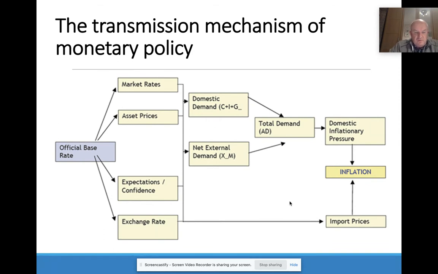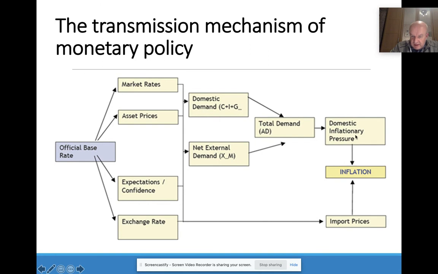This principle of the official base rate, which is decided by the Bank of England: if the Bank of England decide to change that official base rate, that's going to have a knock-on effect on market rates, on asset prices, on expectations and confidence, and also the exchange rate. So significantly, one thing is then going to transmit to changes in market rates, asset prices, etc. And as a result of that, that's then going to affect both domestic demand, consumption, investment, and government spending.